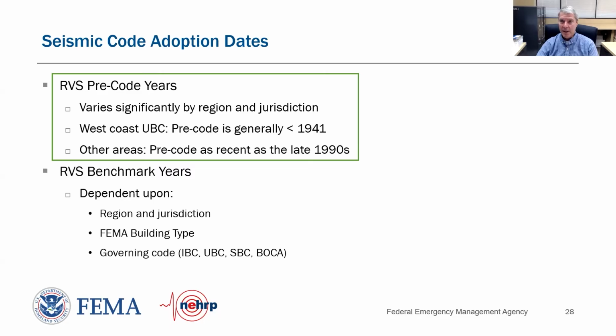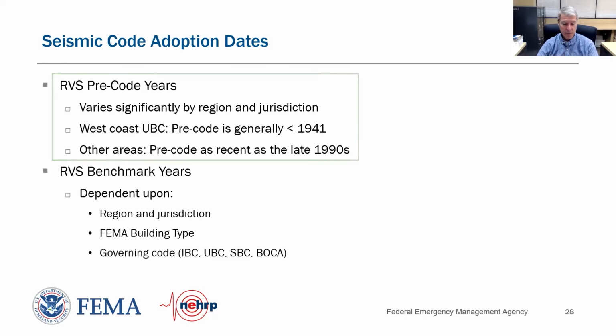If you are on the West Coast, which utilizes the Uniform Building Code, adoption and enforcement was much more rigorous for seismic design than the central and eastern US. They suggest if you have a building that's older than 1941, then you should consider it pre-code, no seismic design attention, and take the pre-code modifier. If you're in other areas, it could be as late as the 1990s, early 2000s. Again, that's going to be a function of the local jurisdiction and their enforcement of seismic design.